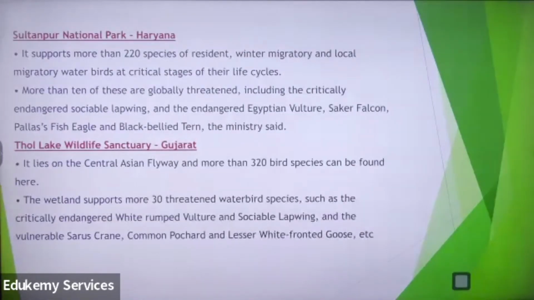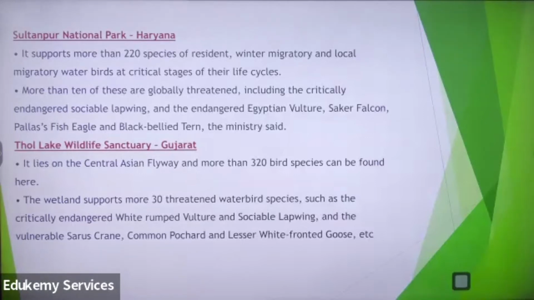Coming to Sultanpur National Park, Haryana. It supports 220 species. Keep on writing also. It supports 220 species of resident, winter migratory, and local migratory water birds. Very important, more than 10 of these are globally threatened, including sociable lapwing, endangered Egyptian vulture, Saker falcon, Pallas fish eagle, and black-bellied tern.